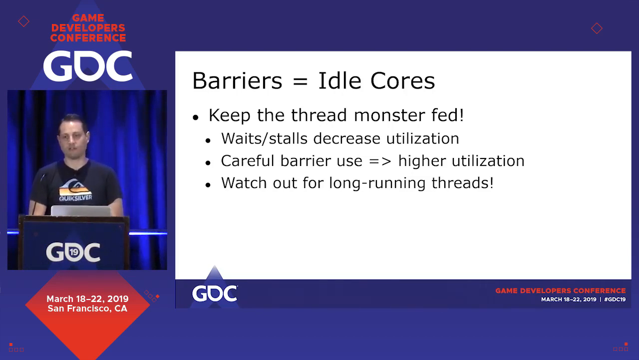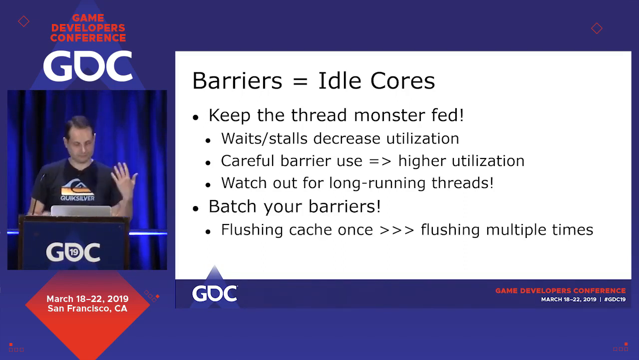And then always watch out for really long running threads, especially if there's not many of them. These guys can lead to natural points during your frame where you're syncing on this long thread, and there's not really much else going on in the GPU. That's not making optimal use of a big parallel machine. And then of course, like everyone said 100 times, always batch your barriers, because flushing your cache once is always going to be much, much better than flushing it multiple times in a row.